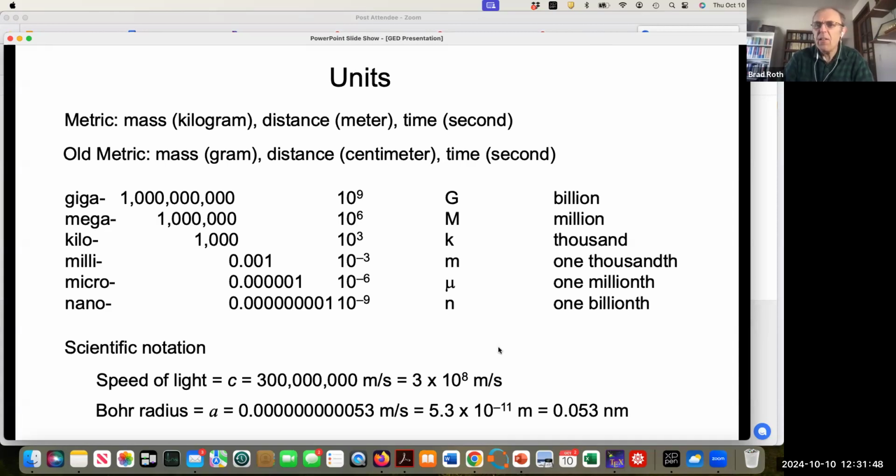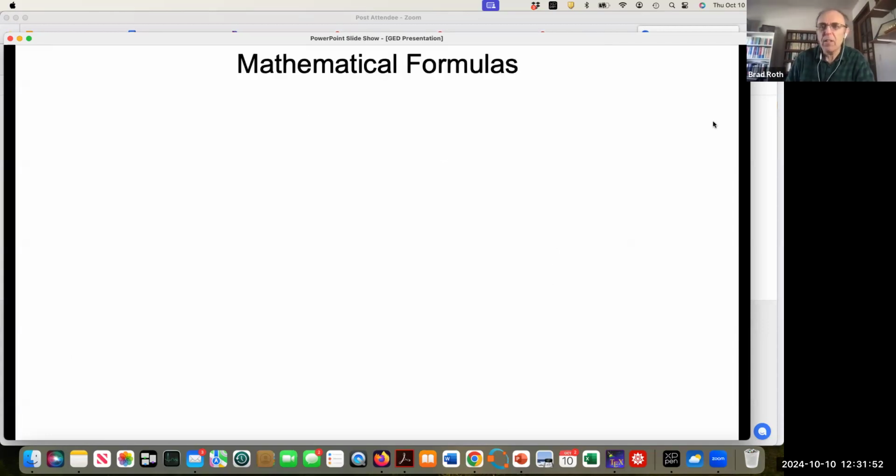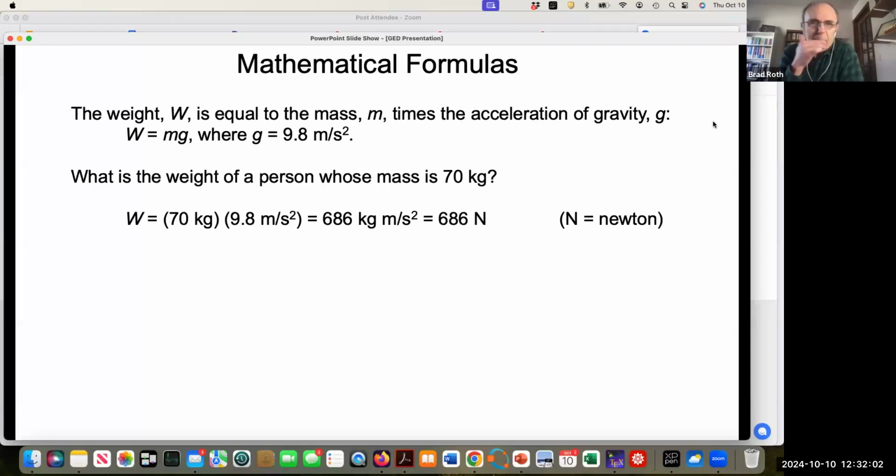Okay, now back to your question about math formulas. They do show up sometimes, especially on the science part, especially on the physics part, the physical sciences. So here's an example. They don't really have to memorize the math formula. Usually they're given. So the text may say the weight W is equal to the mass M times the acceleration of gravity, where W equals mg and g is 9.8 meters per second squared.